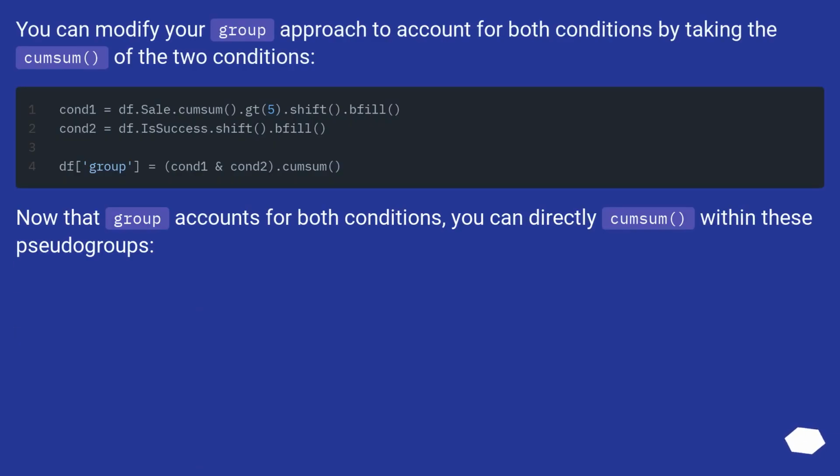You can modify your group approach to account for both conditions by taking the cumsum of the two conditions. Now that group accounts for both conditions, you can directly cumsum within these pseudogroups.